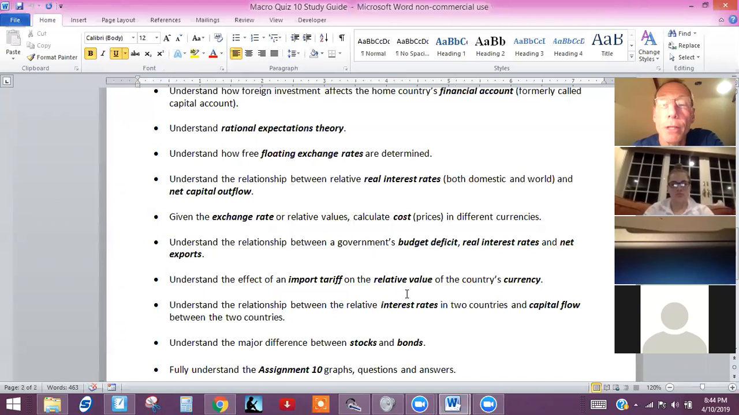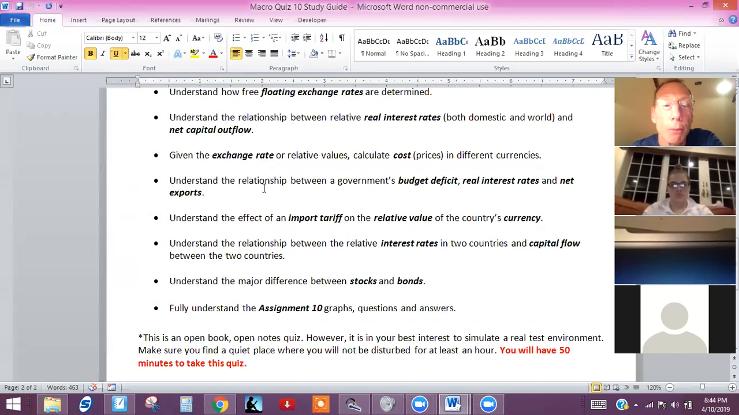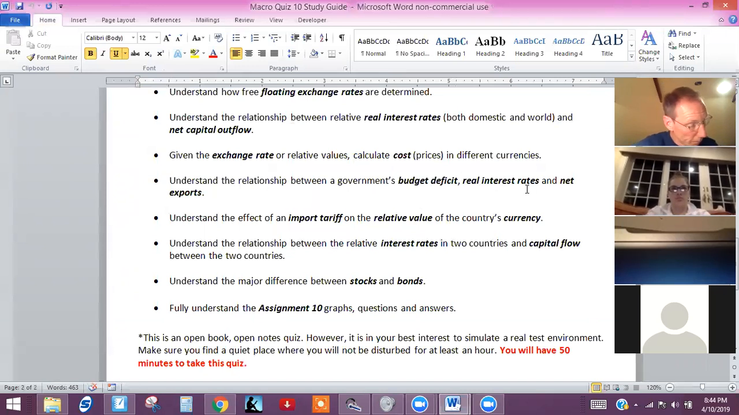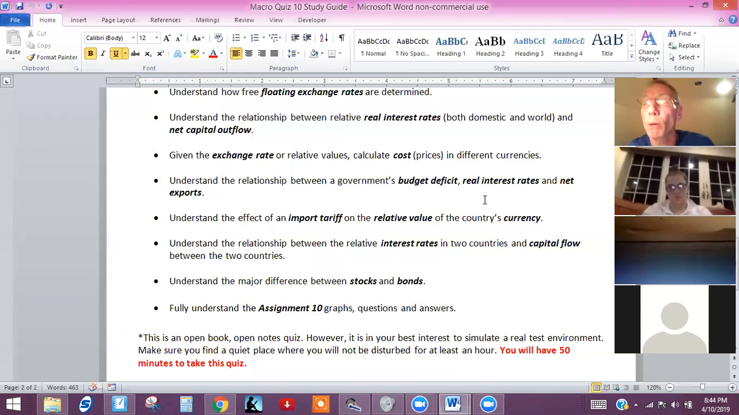Okay. This one right here: understand the relationship between a budget deficit, real interest rates, and net exports. If the government goes more into a deficit, they're going to borrow money. They're going to demand money. And when they demand money, that drives real interest rates up, right?